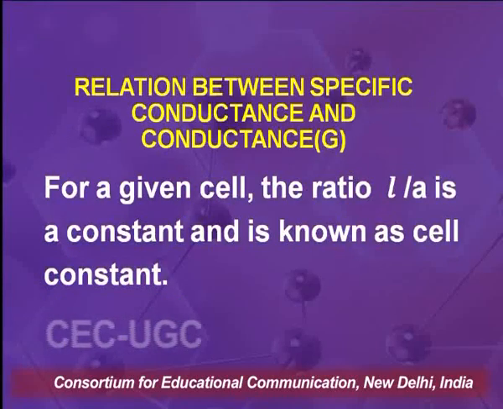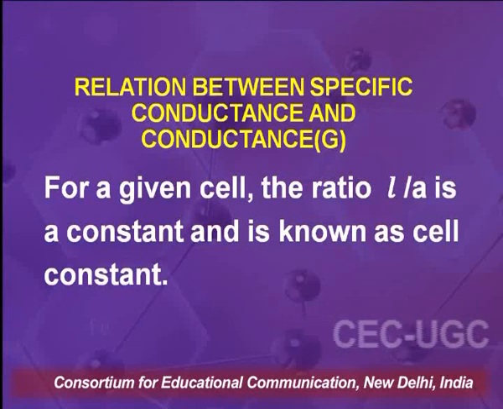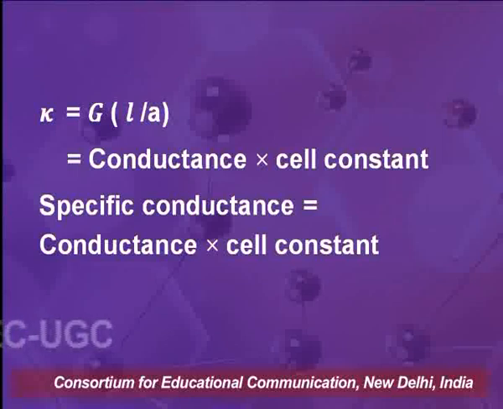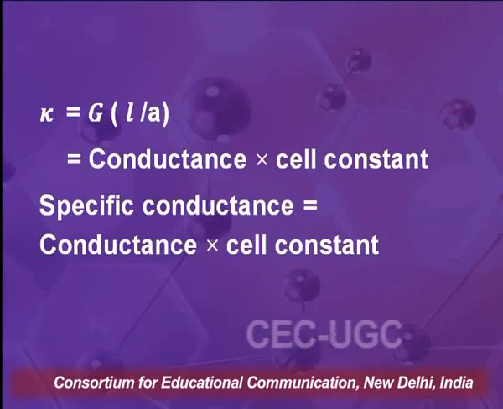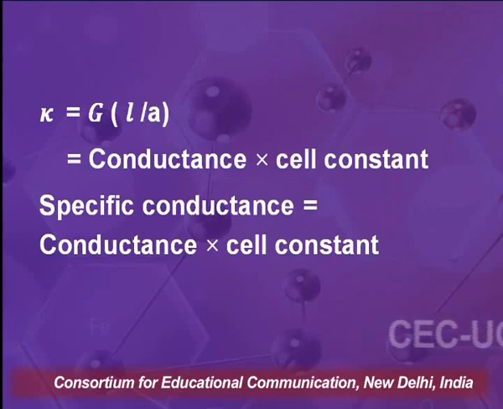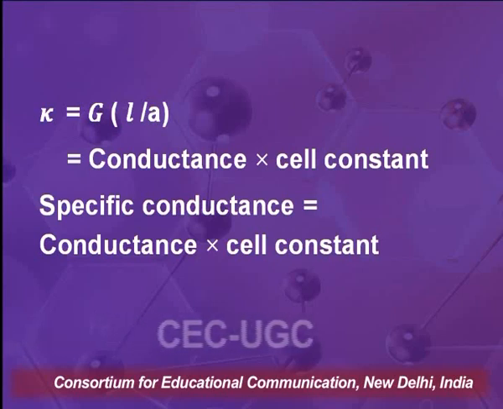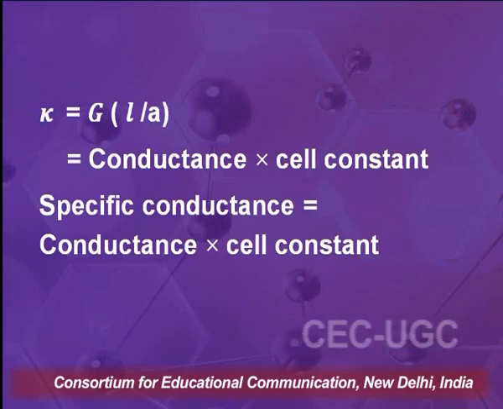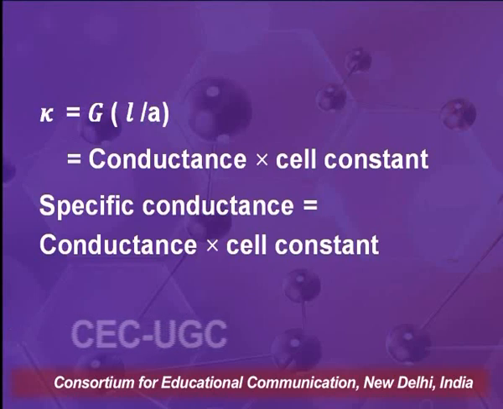For a given cell, the ratio L by A is a constant and is known as the cell constant. So kappa is equal to G into L by A, where G is conductance and L by A is the cell constant. Therefore, we get a very important relation: specific conductance is equal to conductance into cell constant.